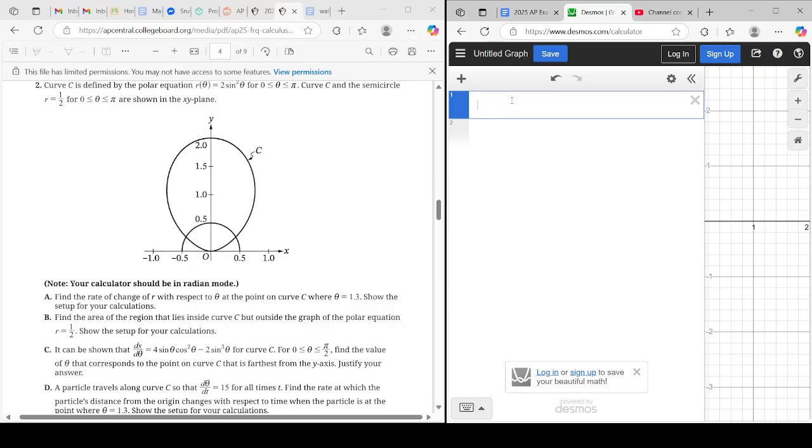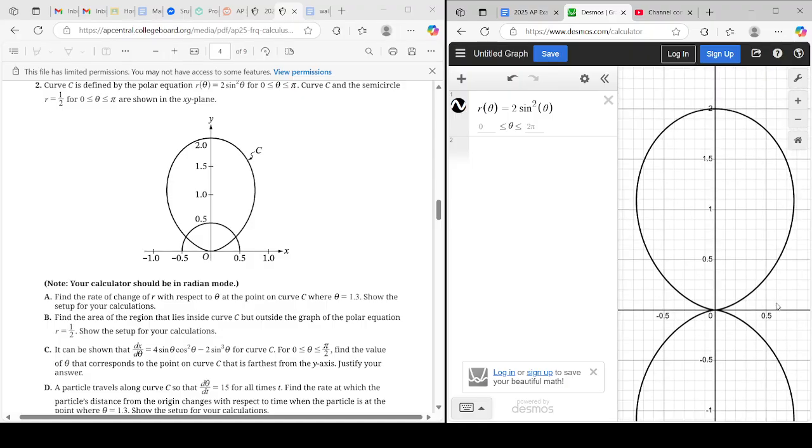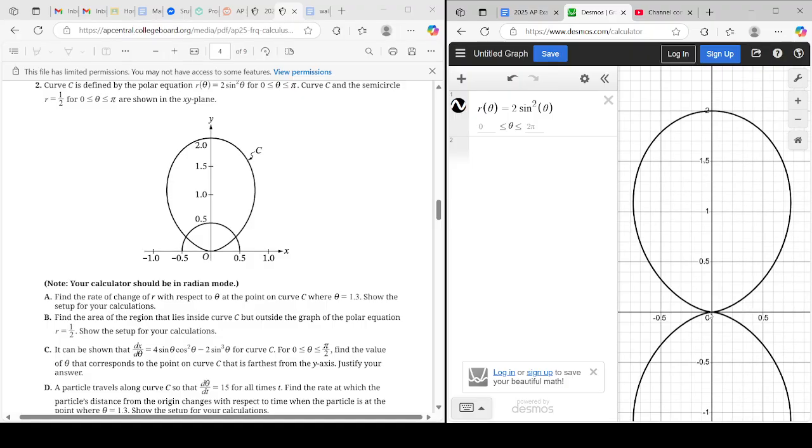First, we have r of theta equals 2 sine squared theta. This is our main curve that we'll use for most of this question. We'll see it here. We're only going to use the top half though, because we're given a domain 0 to theta to pi. And that's the curve we're going to use here.